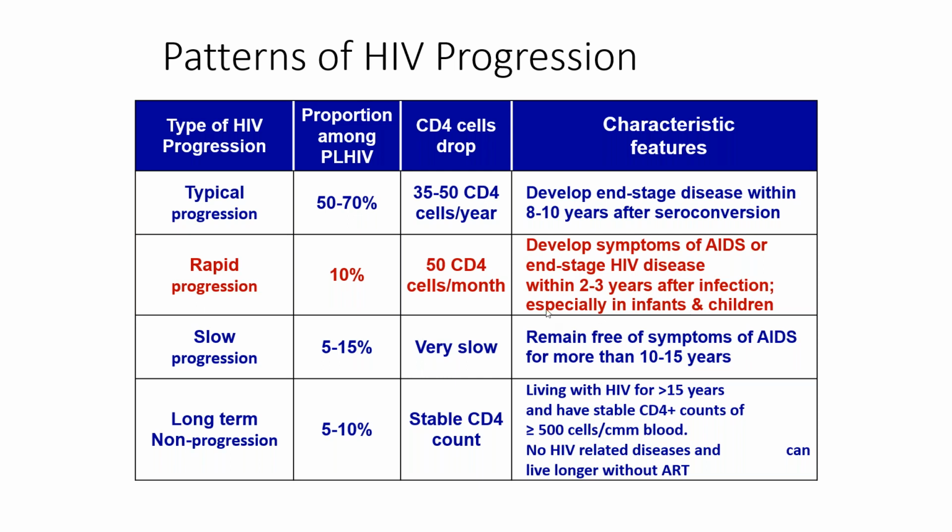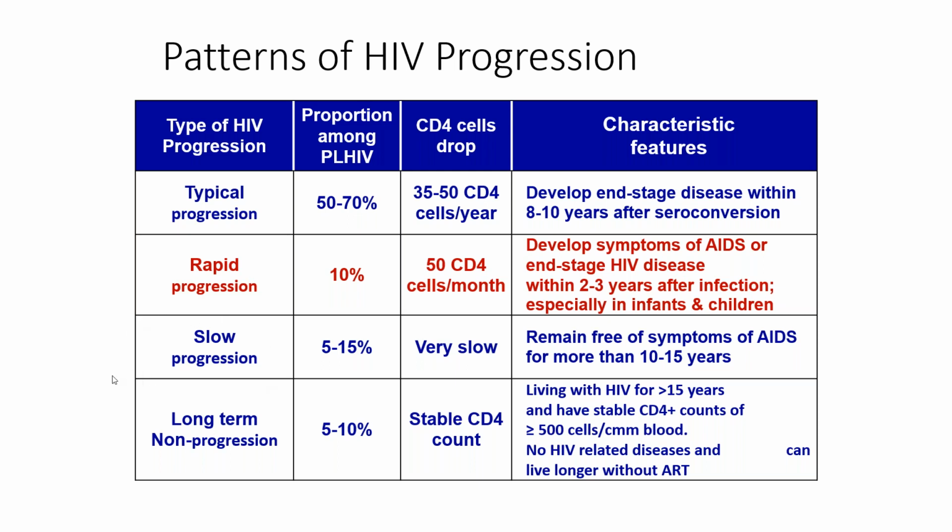This dramatic and rapid progression is usually seen especially when the disease is acquired in infancy from the infected mother, and it is also seen in some other subgroups of patients, especially those who have other comorbidities like tuberculosis or malnutrition. So these rapid progressors have a very rapid clinical presentation.